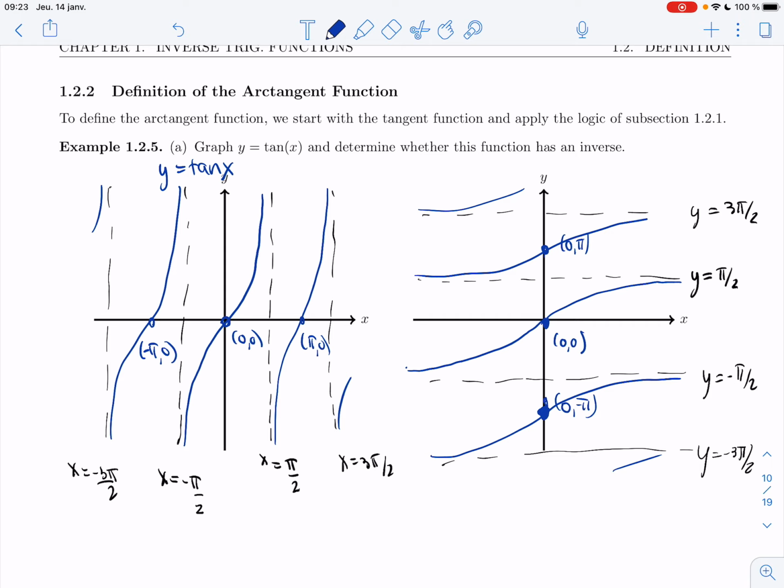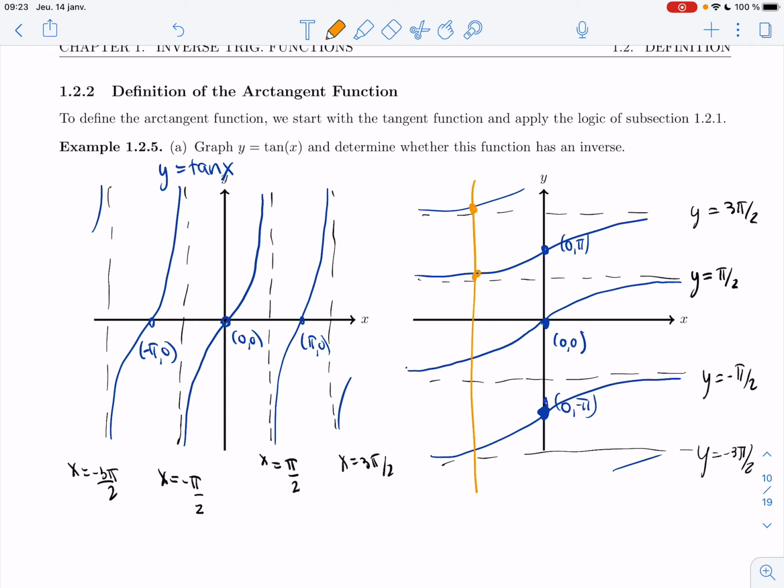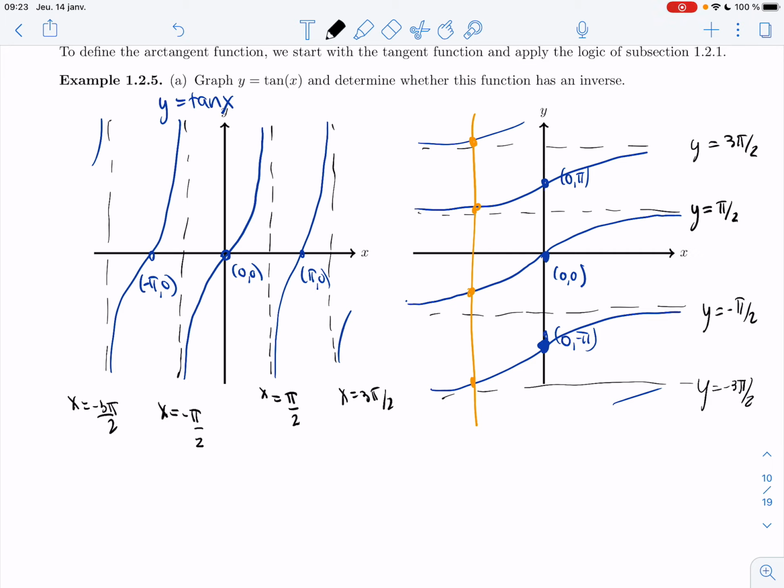Of course, it isn't a function, because if I take any vertical line, it hits in multiple points, and so I don't have a well-defined function. So here, no, tan of x does not have an inverse function.